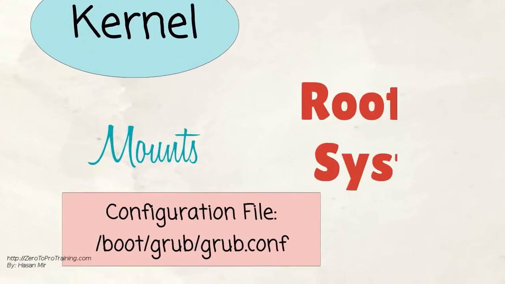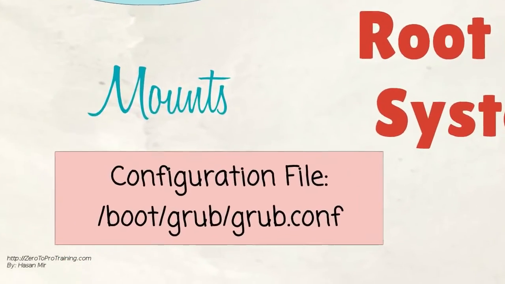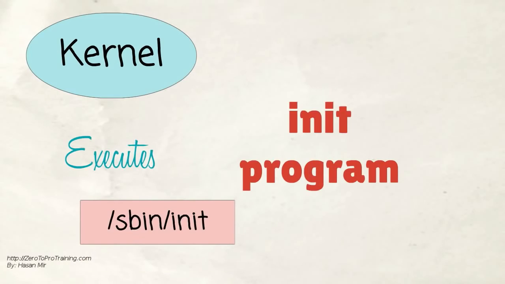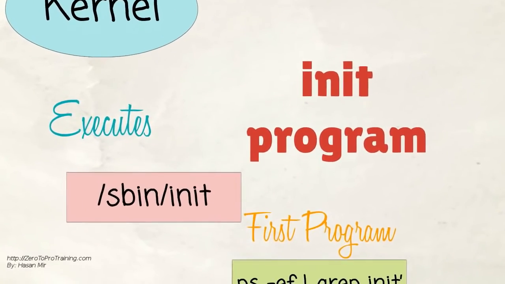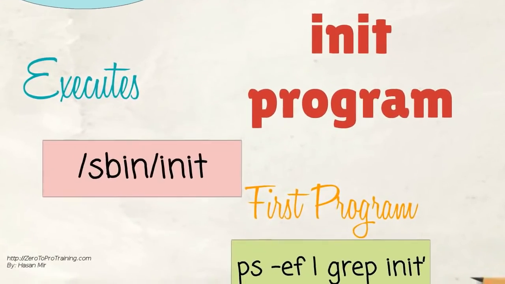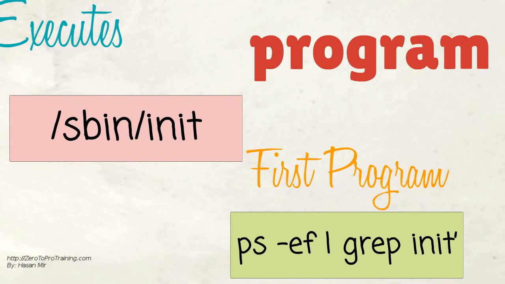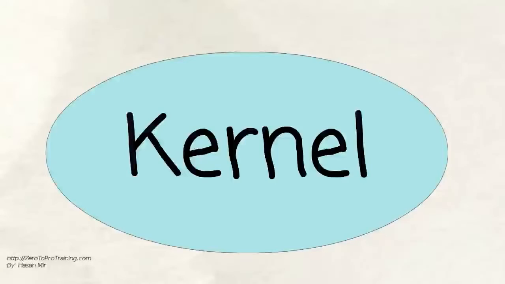Now let's talk about kernel. It mounts the root file system, as specified in the grub configuration file. The kernel executes the init program located in the sbin folder. Init program becomes the very first program to be executed. It gets process ID of 1. You can run the ps command to verify. In short, kernel loads the file system and runs the initial program.